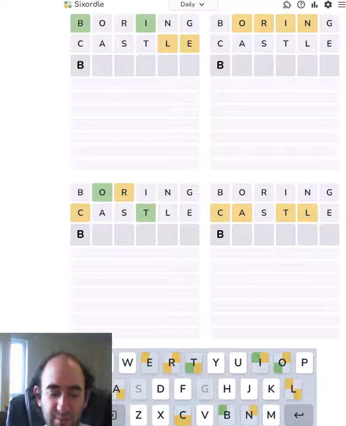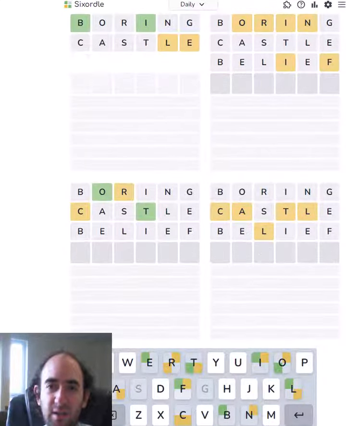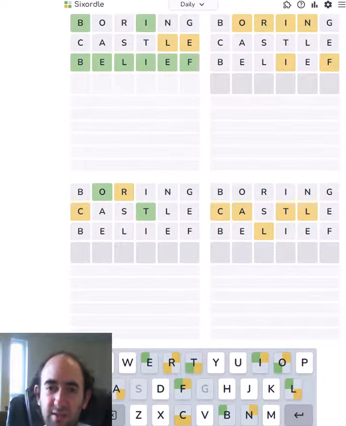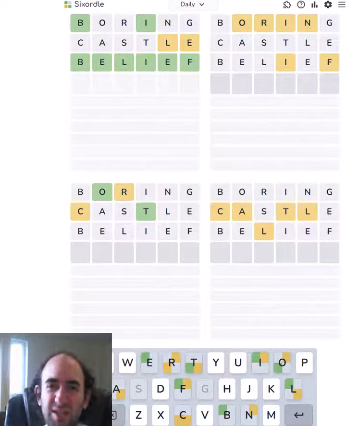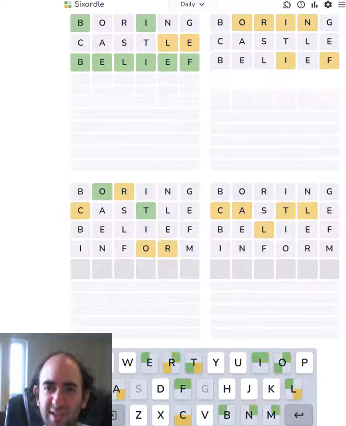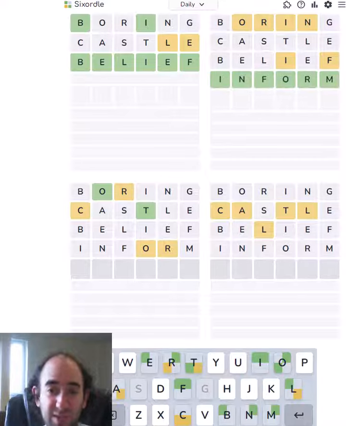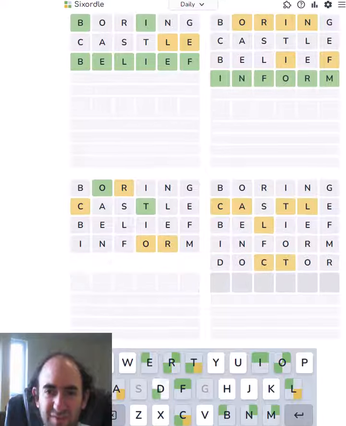Top left, I'm going to try belief. Wasn't entirely convinced that was the only thing that worked, but with those 4 letters and the B and the I having to be in those positions, it definitely looked promising. Probably inform in the top right. I think we might have had that before in this game, but never mind, it's correct now as well. Doctor, perhaps, in the bottom left.